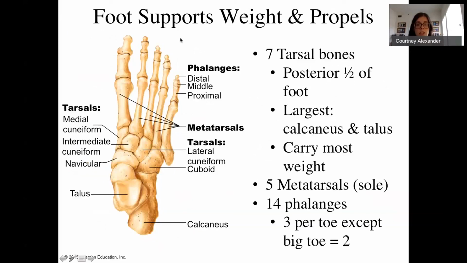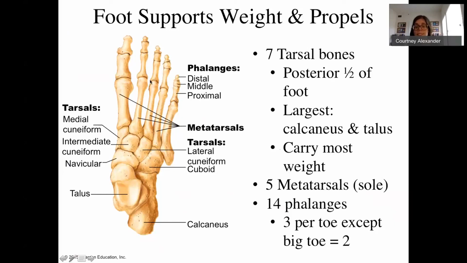We've got phalanges, a distal, middle, and proximal, metatarsals forming the sole of your foot, and the tarsals forming your ankles. The 7 tarsal bones, the largest are the talus and the calcaneus. These are the most weight-bearing of the bones in the foot. We have 5 metatarsals numbered similarly to the way bones in our hands are numbered. And for our phalanges, we've got, again, 3 per toe, except for our big toe, which only has 2.